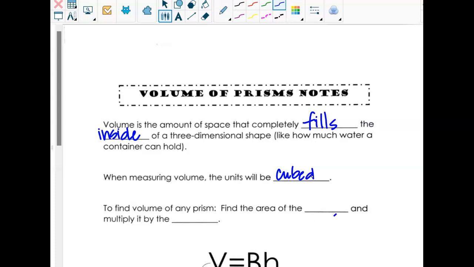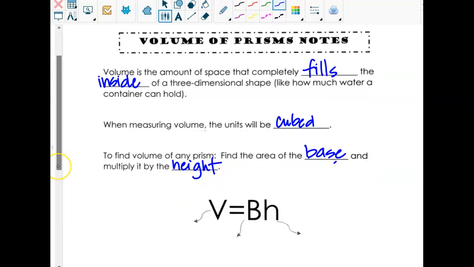Now, when we're finding the volume of any prism, or this also works for cylinders, you're going to find the area of the base and multiply it by the height. Now, you may have already done volume of rectangular prisms as just length times width times height, and that's fine and that works, but I'm giving you this formula, area of the base times height, because that will work for not only rectangular, but also triangular, cylinders, and all of our other shapes.